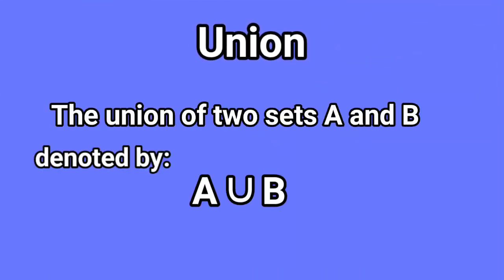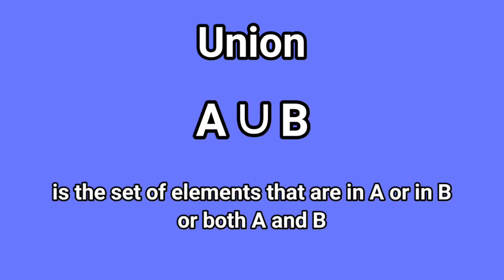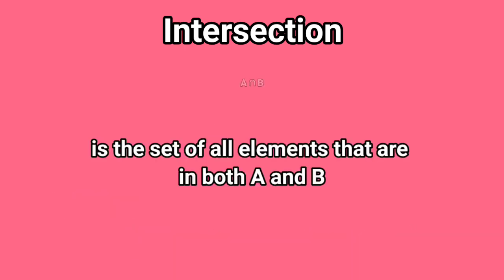The union of two sets A and B, denoted by A ∪ B and read as A union B, is the set of elements that are in A, or in B, or both A and B. The intersection of A and B, denoted A ∩ B and read A intersection B, is the set of all elements that are in both A and B. The set that contains no elements is called the empty set and is denoted by ∅.